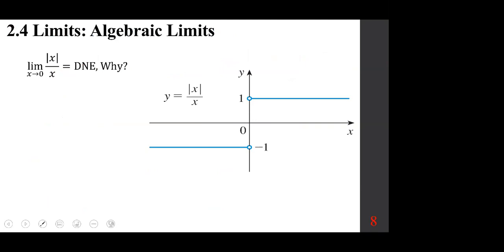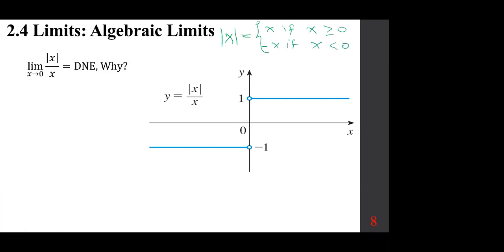The limit of absolute value of x over x does not exist. We want to see why. First, I'm going to quickly remind you of the following. I hope you remember the definition of an absolute value, which refers to distance from 0. This is x if x is larger than or equal to 0, and it's negative x if x is less than 0.